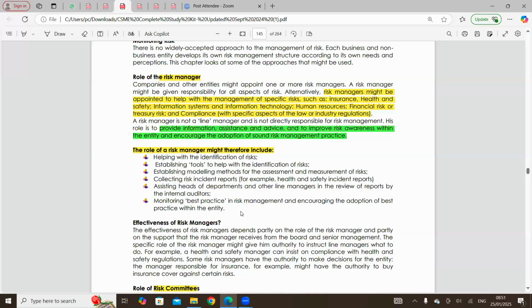He's the one that will say, okay, let's deploy this tool. Let's use the Tara model. Let's use a risk dashboard. You understand? Let's apply an alert in this particular case, right? So he is basically the one responsible for establishing modeling methods to be used for assessing and measuring risks. Next thing, your risk manager also collects your risk incident reports.